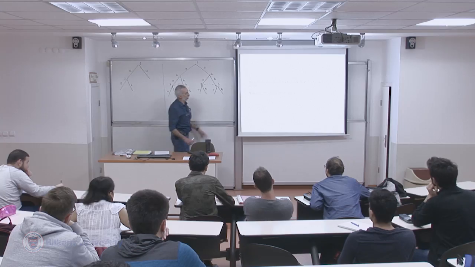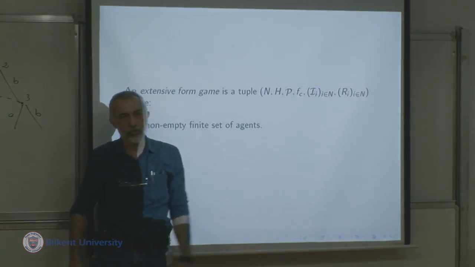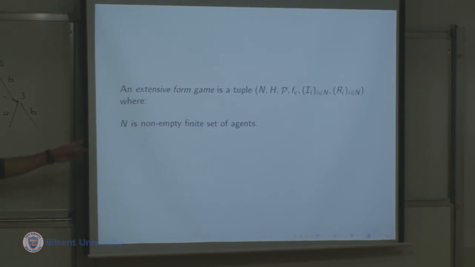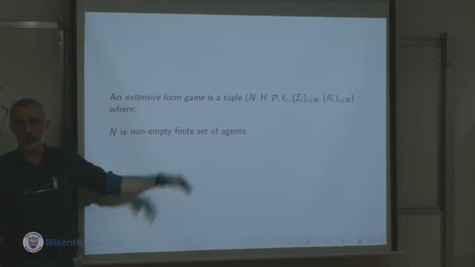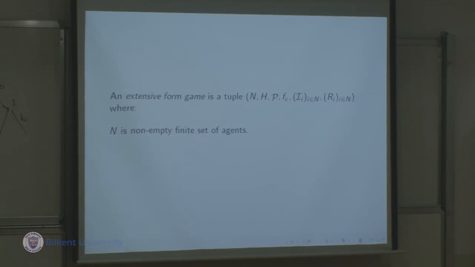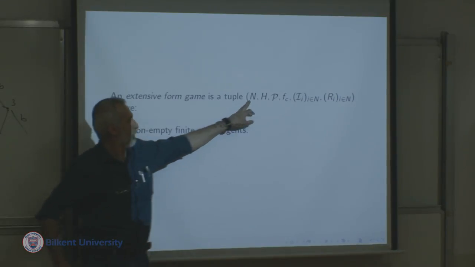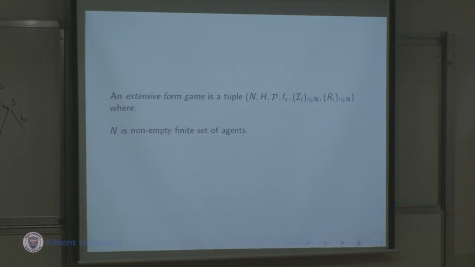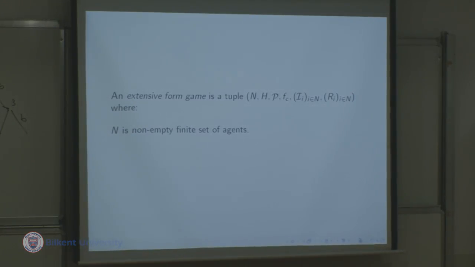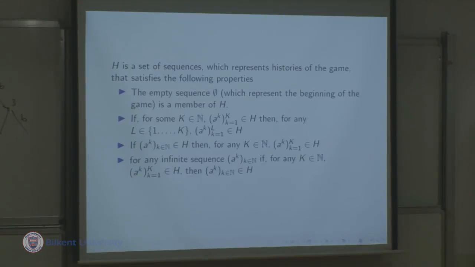So what is this? Well, the first element, just like in the strategic form game, denotes the set of agents. So it's a non-empty. We always assume that the set of agents is finite. It's a non-empty, finite set, okay? So there's no difference in the first item. The second item, okay, it's a more complicated animal.